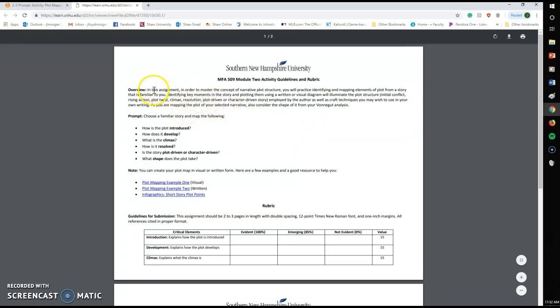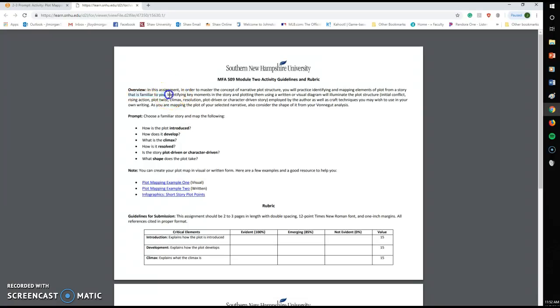Okay, so in this assignment, in order to master the concept of narrative plot structure, you will practice identifying and mapping elements of a plot from a story that is familiar to you. That means you do not have to use one of the books that you are reading for this class. It may be one that you've read before several times or whatever.